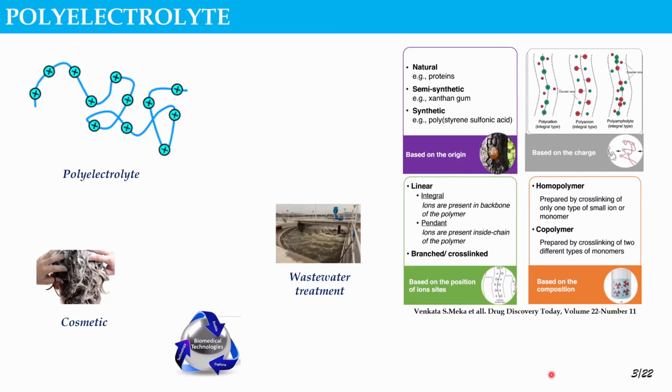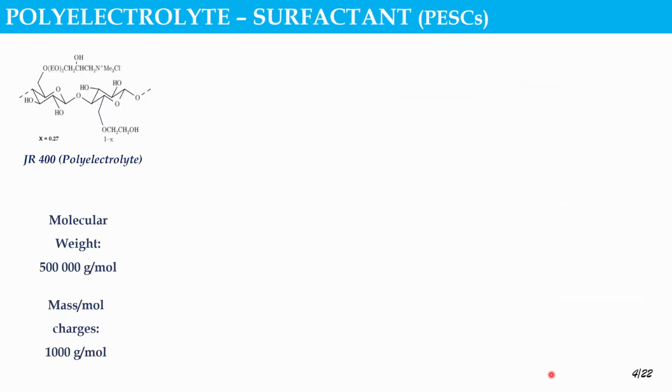Now, if we switch directly to this project, the polyelectrolyte which I used during this project is JR400. This polyelectrolyte is a cationic cellulose-based polymer, so it has a positive charge, and this positive charge is on the 27% of the glucosic units.